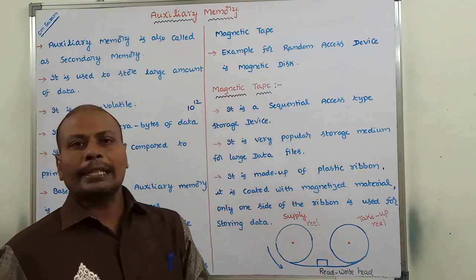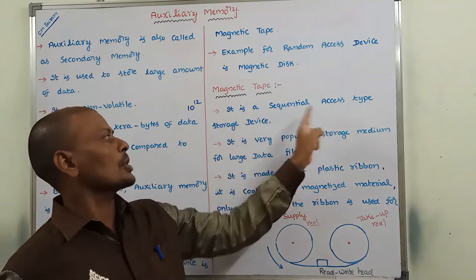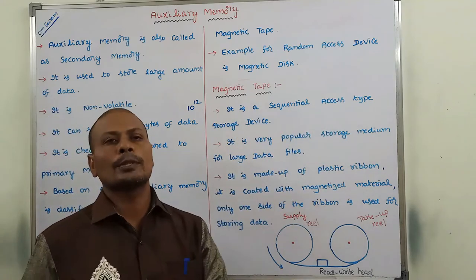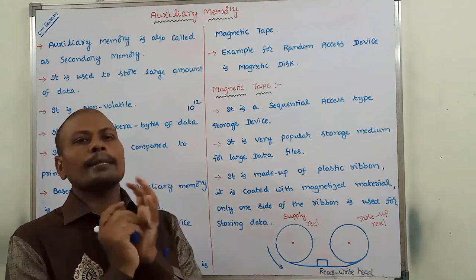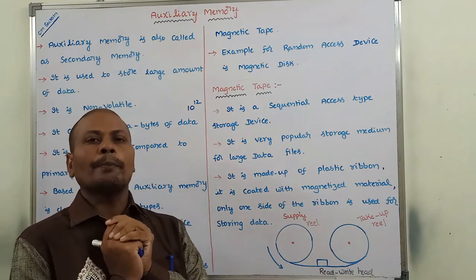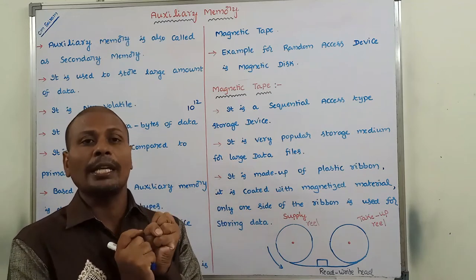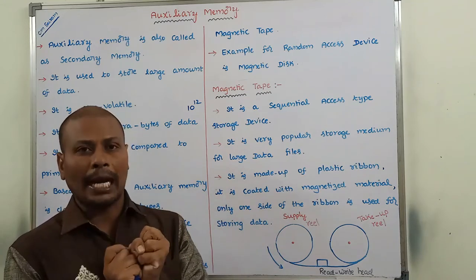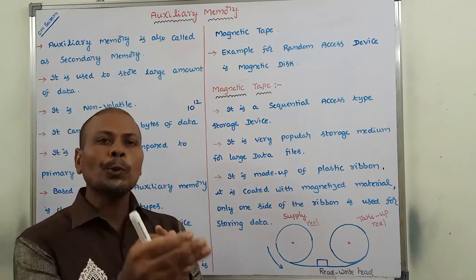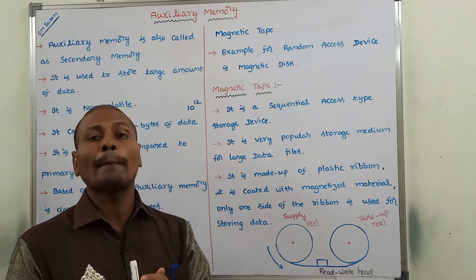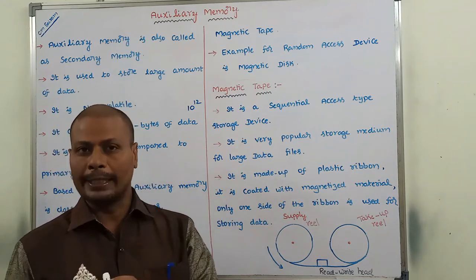In the magnetic tape, the first point is that it is a sequential access type storage device. In the case of magnetic tape, we are accessing the data sequentially, not randomly. And also, we have to store the data into the magnetic tape in a sequential manner.